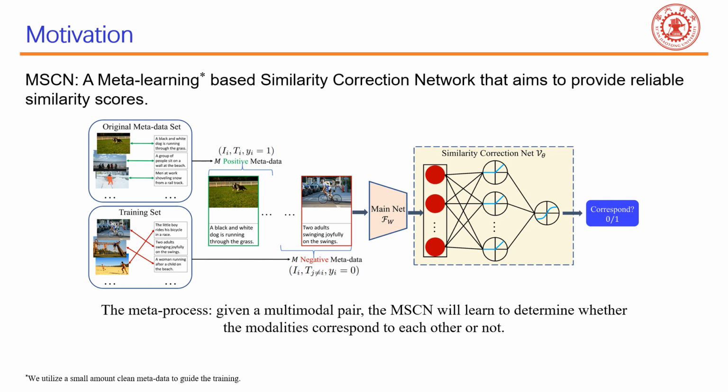As indicated in the figure, the positive metapairs are taken from the original metadata, which contain corresponding image and text, while negative metapairs are extracted from different samples in the training set to construct mismatched pairs. The binary labels are produced from the data itself and can be regarded as the ideal similarity score to guide the training of MSCN. The output of MSCN measures the probability of a pair being clean, which can be naturally equivalent to the similarity score. Our proposed metaprocess enforces the MSCN to learn discrimination from positive and negative metadata and output reliable similarity scores.